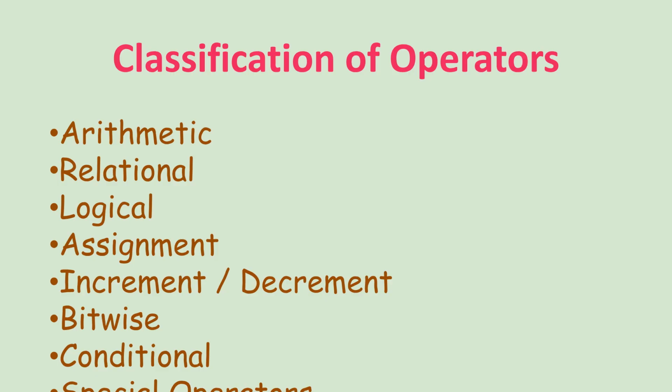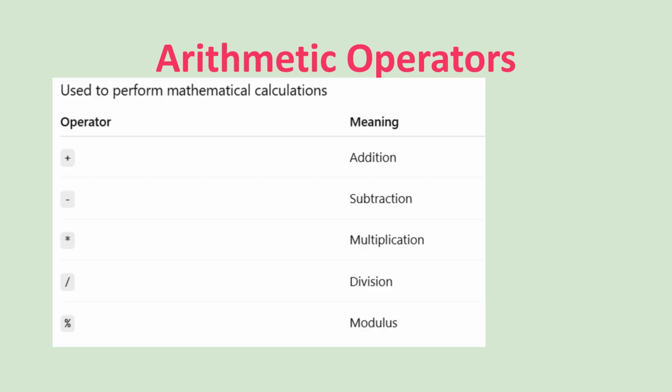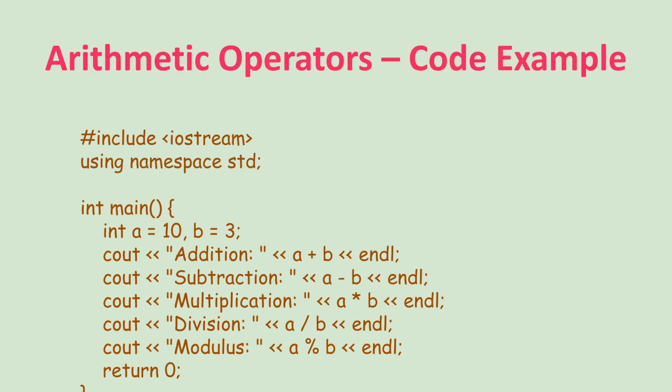Operators in C++ can be classified into several types, including arithmetic, relational, logical, assignment, increment/decrement, bitwise, conditional, and other special operators. Arithmetic operators perform mathematical calculations such as addition, subtraction, multiplication, division, and modulus. This code example demonstrates how arithmetic operators are used in C++ to perform basic mathematical operations on integer variables.